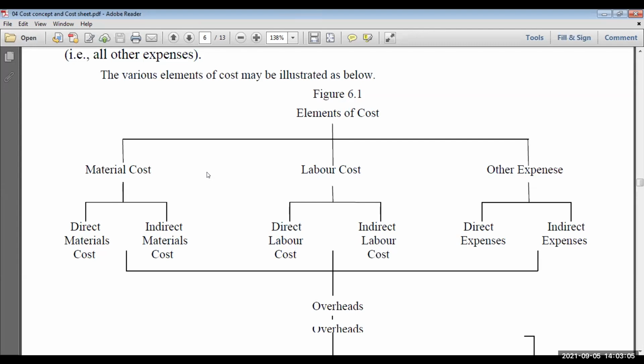Material, labor, and expense. Basically three. All these three can be subdivided into two each. One is direct material, indirect material. Another one is direct labor, indirect labor. Another one is direct expense, indirect expense. All the indirect, you can bring it as overheads.